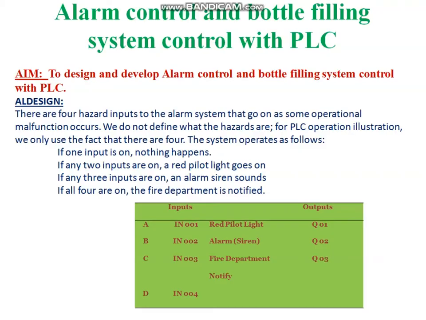Then for 3 sensors, when any 3 sensors become true, another alarm sounds. Any 3 sensors becoming true means 1 2 3, or 1 2 4, then 2 3 4, then 1 3 4. So there are about 4 combinations under this condition. Then when all 4 sensors become true, the department is notified. That is the program we are going to do. Let us do this program with the PicoSoft software.